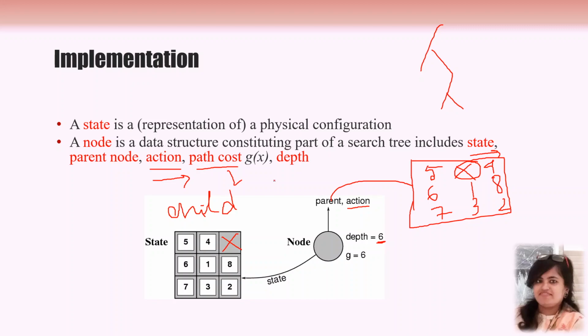So in total, that is the state, parent node, action, path cost and depth. As a whole, this total is the node. So a node includes state, parent node, action, path cost, that is defined by the g(x), and the depth. By which you can define the node.